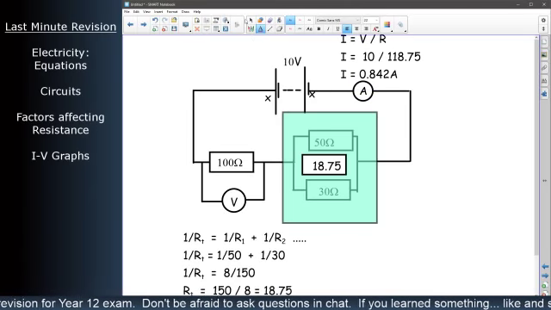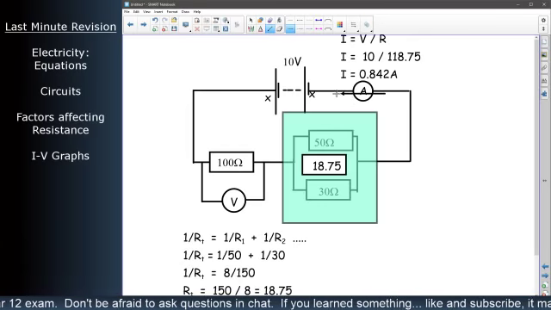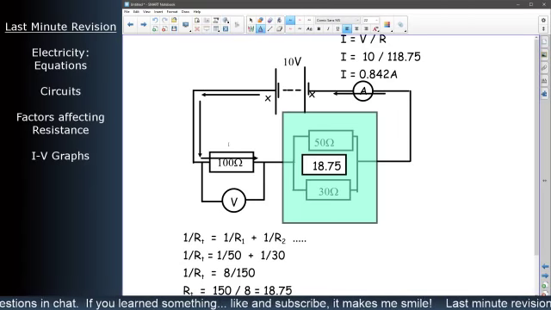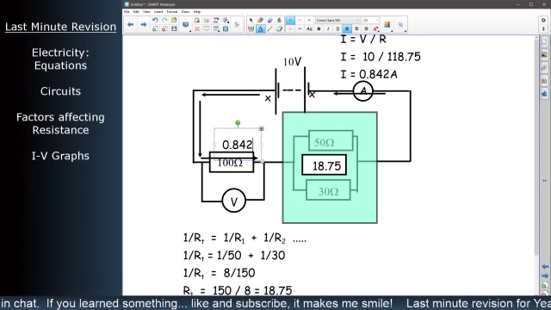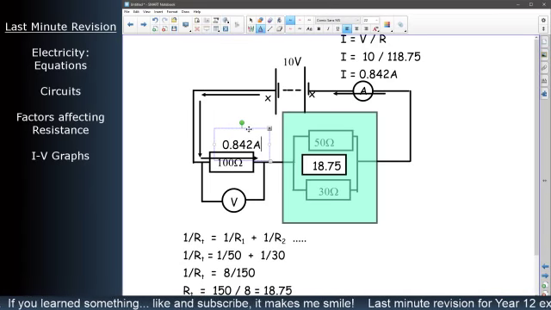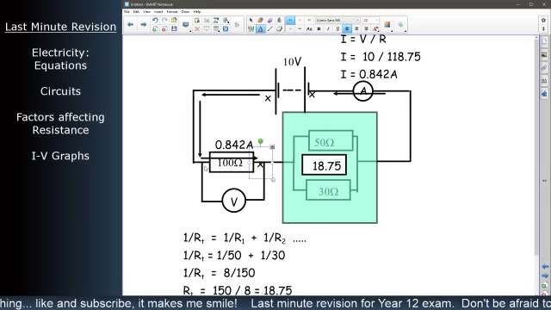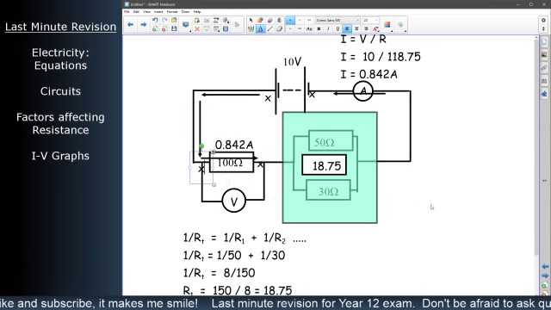But even better, if there's 0.842 amps going through here, then logically it must be going through here as well, because there's no way that they could have split up or anything, which means that it must be going through here, which means it also must be going through this resistor here. So 0.842 amps is flowing along here. And now I can use Ohm's law between this point and this point to get the voltage.